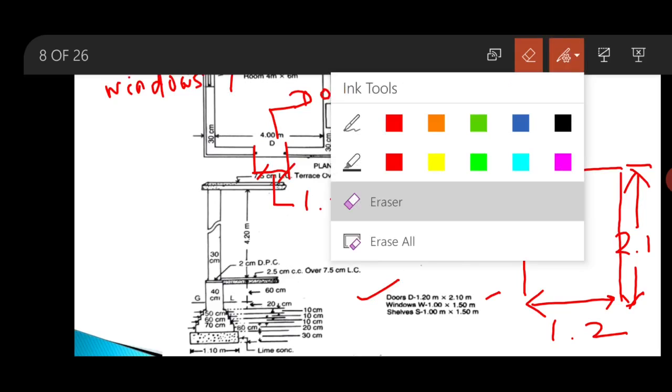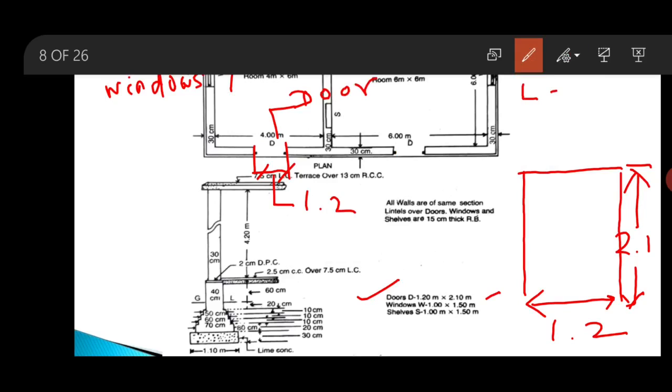While subtracting the door portion, we have to find it in terms of volume. What will be the length of the deduction? This portion is to be deducted, of length 1.2, and the breadth will be equal to the breadth of the superstructure, which is 30 centimeter or 0.3 meter. The height of the opening is 2.1. So for the door, these are the dimensions of the opening.